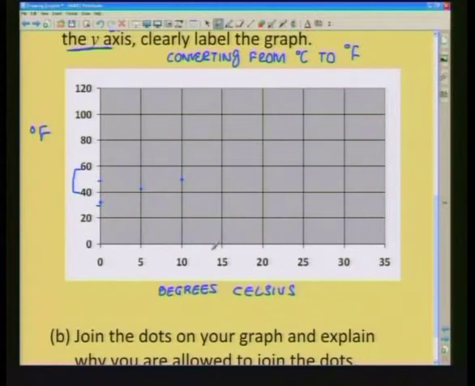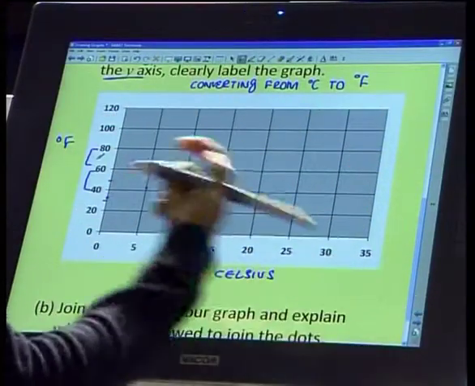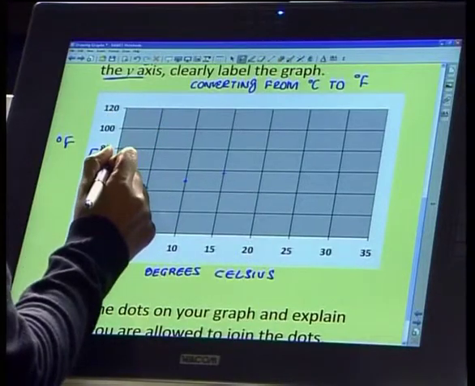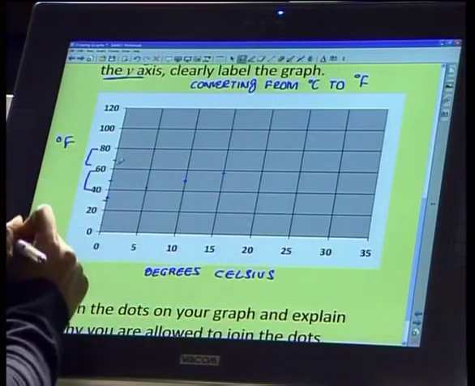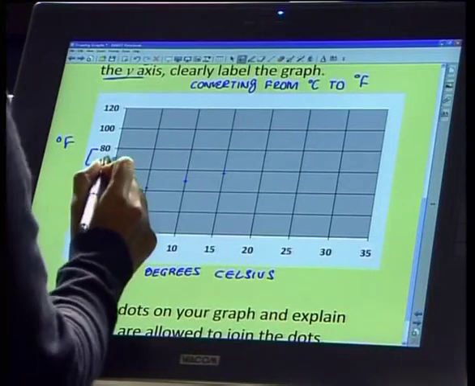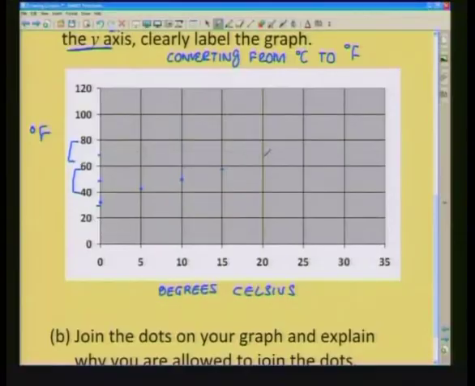Now we go to 15. 15 was the same as 59, which is slightly below 60 degrees. So again, just below 60 on the y-axis. We put our little dot. So we go up from 15 on the x-axis, across 59 on the y-axis, and where they meet, we put our little dot. And then at 20 degrees, that was the same as 68. Now that's somewhere between 60 and 80. So using the same pattern, halfway would be 70. So if I'm looking for 68, it's slightly below halfway between 60 and 80.